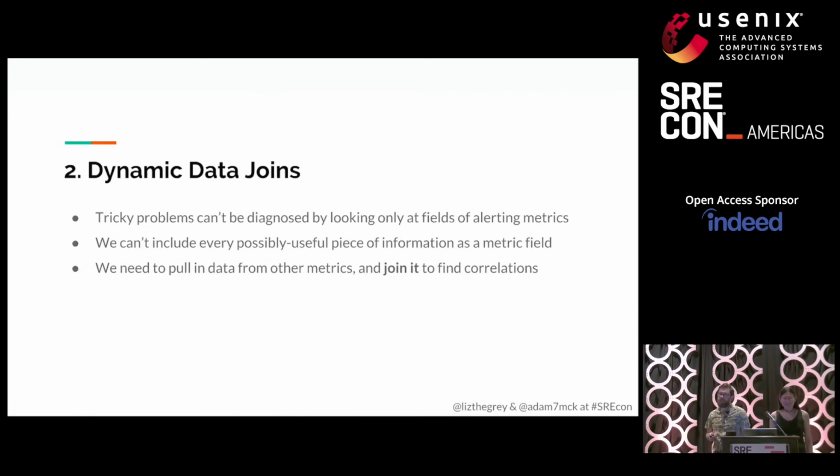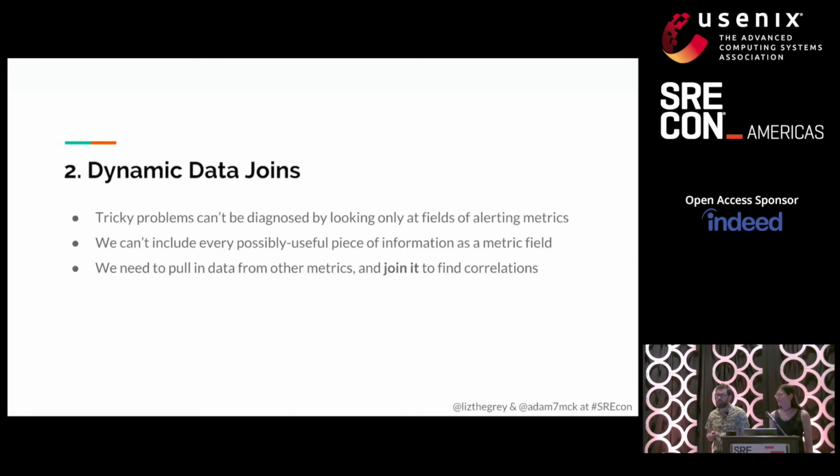So there are a lot more tricky problems that need a little bit more information than can be found in the actual alerting metric. We can include a little bit of information in the metrics which are alerting, like the zone and the region and the replica ID, so we can find where those replicas are. But there's a ton more information that we might want to use during this outage.